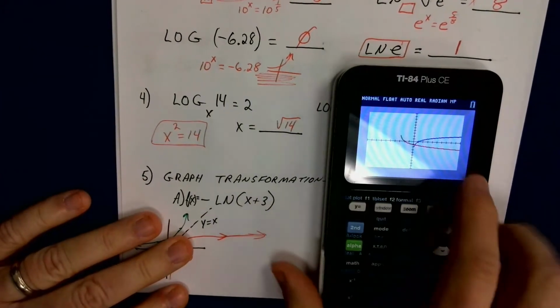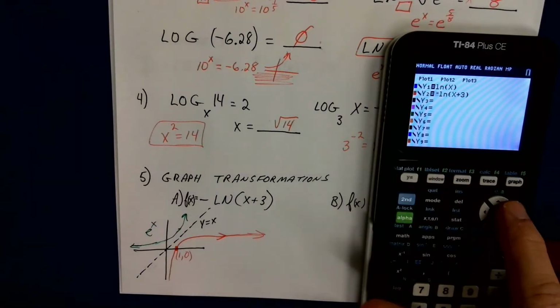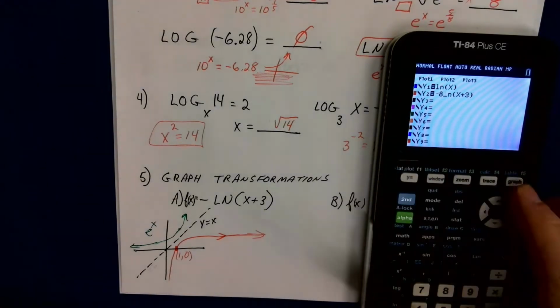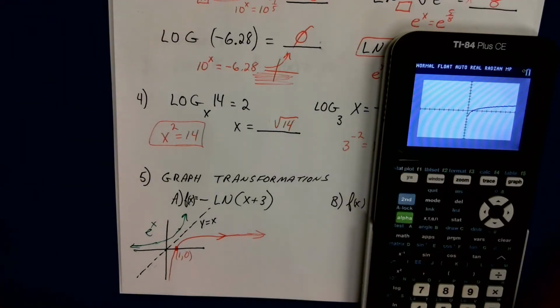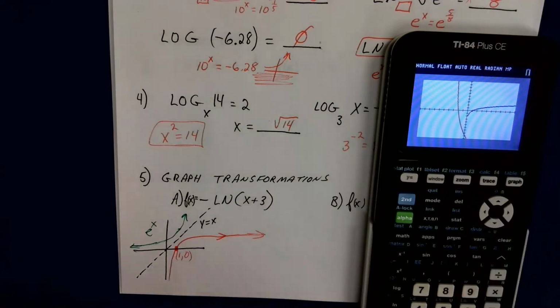Now let me tweak a couple things here just so you can see it. Let's say that I inserted right here an 8. So a -8 natural log of x plus 3. You can see that that's going to be a big old honking vertical stretch on that thing. So just in terms of that notation, the same thing would happen if you put an 8 on the other ones. That's what it does.